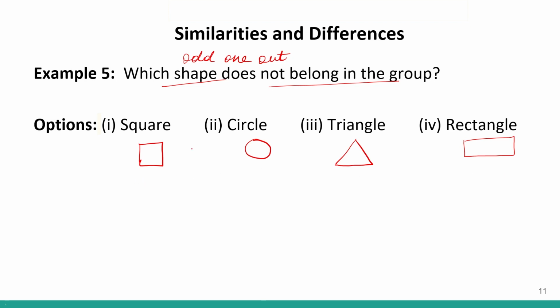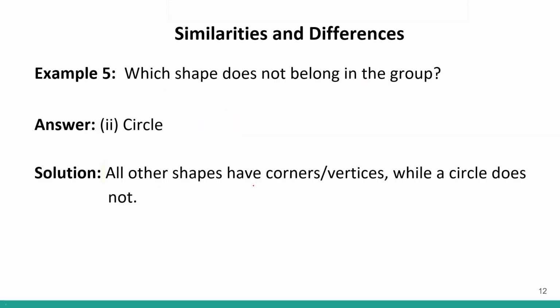If you look at the figures closely, over here I have a corner, a corner, a corner, and a corner. We have 4 corners. Over here we have 3 corners. Okay. Over here we have how many? 4 corners. Only the circle is a figure which does not have any corners. It does not have any corners or any vertices. Hence, option number 2 will be the correct answer. So here all other shapes have corners and vertices while a circle does not.